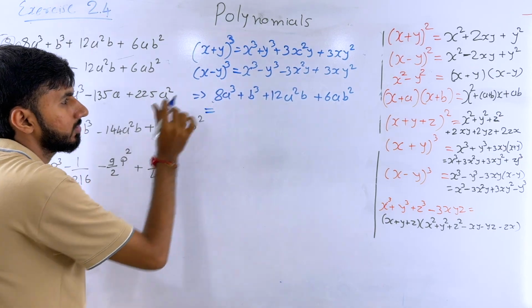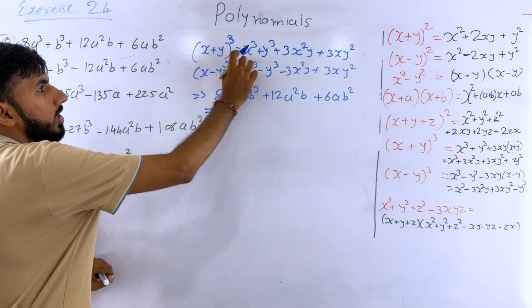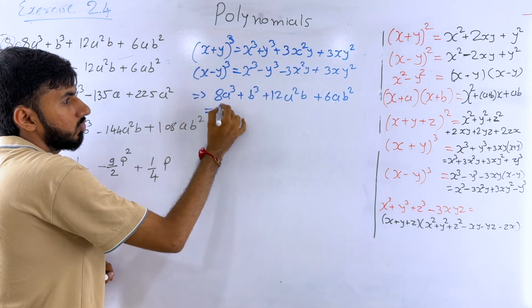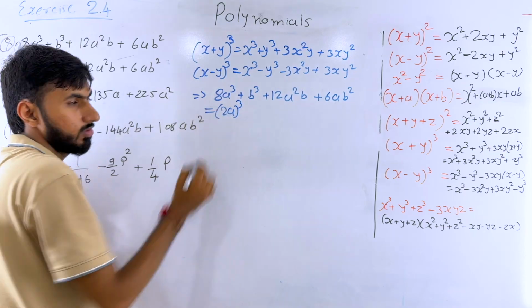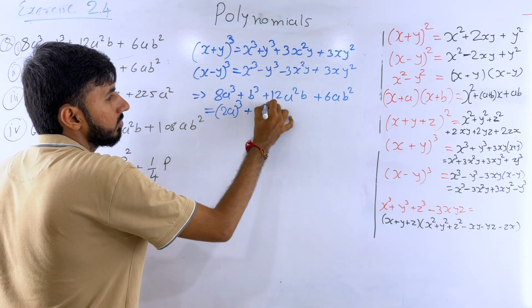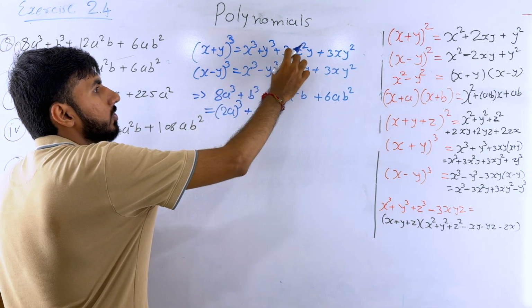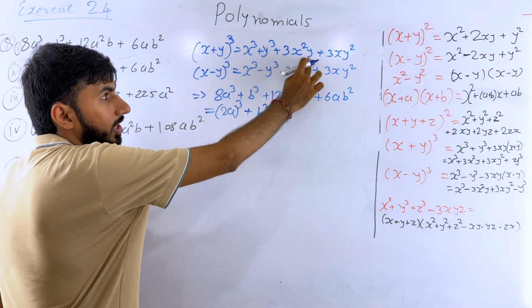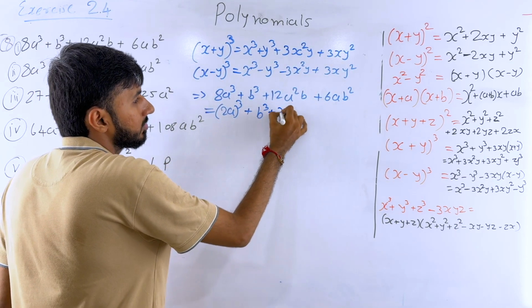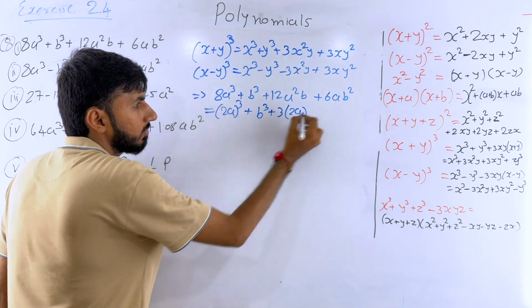Now I have to convert the question into a similar form as the identity. I have x cube, first term cube. So here I have 8a cube. So I have to write it as (2a) cube, cube of the whole term, right? Second one is y cube. I have b cube, so let me write it as it is. Now the third one is 3 first term square multiply second term, right? So let me write it as 3. First term is 2a, so let me write 2a. What is the second term? b.